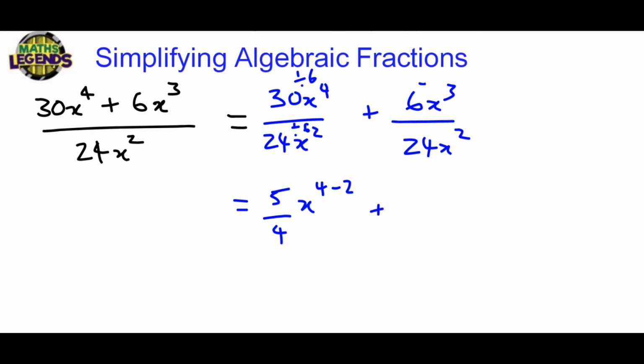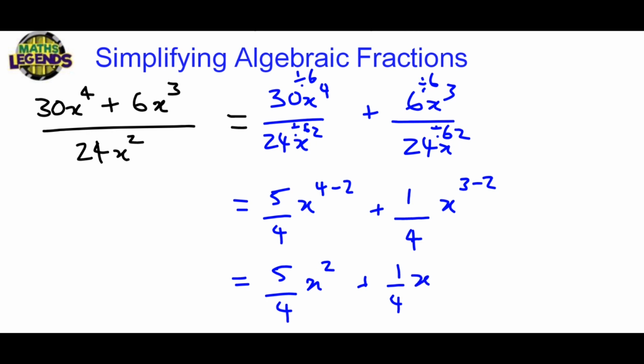Plus, again here we can simplify by 6 as well. So 6 divided by 6 is 1. So we have 1 all over 24 divided by 6, which is 4. And x, 3 take away 2. We simplify, so 5 over 4, x squared plus x over 4.